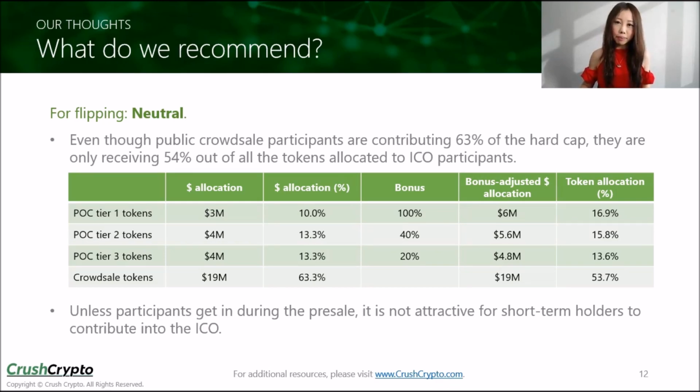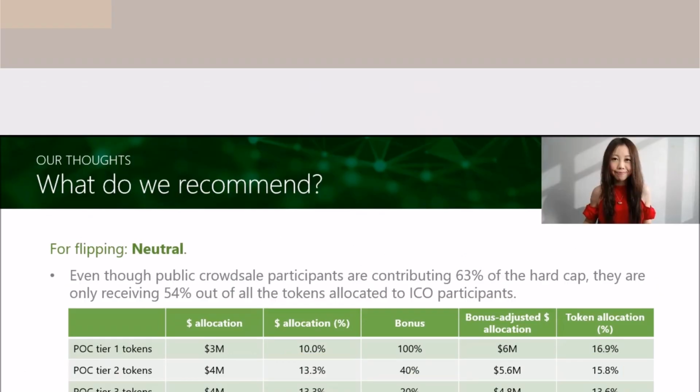As you can see in this table, public crowd sale participants are contributing 63% of the hard cap, or $19 million out of the $30 million. However, because of the bonus structure, they are receiving only 54% of all the tokens that are being allocated to ICO participants. So unless you get in during the pre-sale, we believe it is not attractive for short-term holders to contribute into the ICO. Of course, the ICO market could change dramatically by the time the crowd sale begins, and our view right now is based on the current market environment.